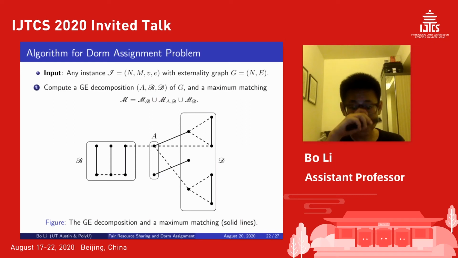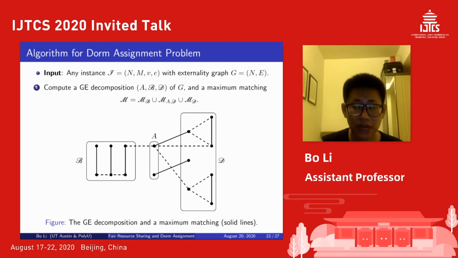Now we are able to briefly describe our algorithm. Given any instance with the corresponding externality graph G, we first decompose the externality graph. So we compute the Gallai-Edmonds decomposition A, B, D of G and one corresponding maximum matching M. And M is decomposed according to the Gallai-Edmonds decomposition. And here is an illustration.